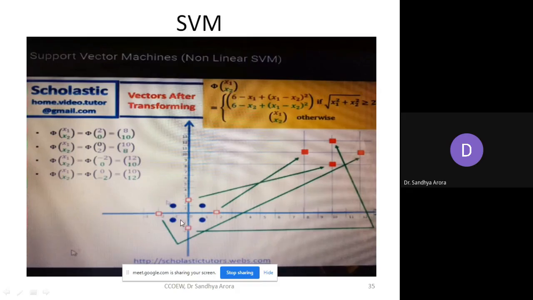Now your blue points are here and your red points are here. Can you find a separating boundary in between this? Surely yes, you can, isn't it? You can find a clear separation between this. You can find the equation of the plane. How will you find the equation of the plane?